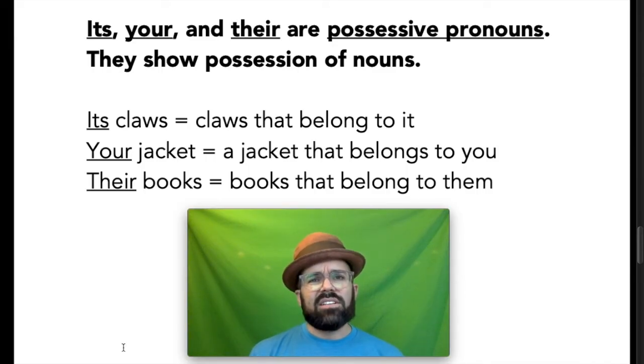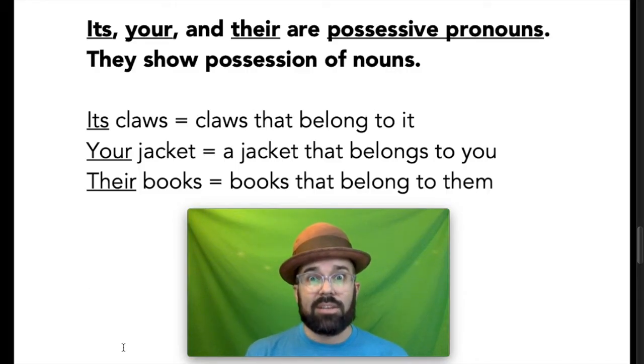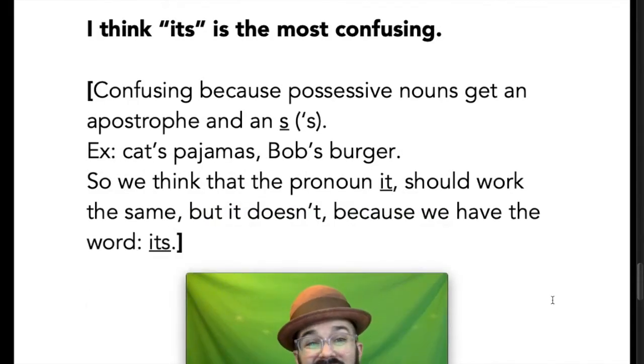One of these is a little more confusing than the others, I think, and something that I still see even well-educated grown-ups getting wrong sometimes. And it's the word its. I think its is the one that's most confusing because, as you may have learned before, a possessive noun gets an apostrophe S to show possession. And so a lot of people think that since the word it is a word, if we want to show that it possesses something, we should add an apostrophe S.